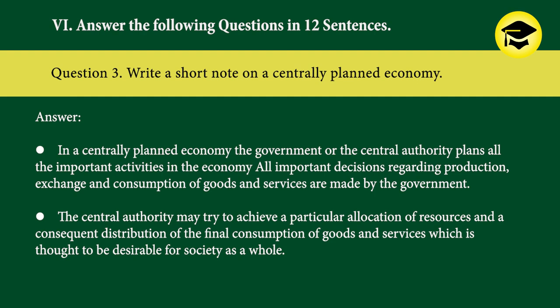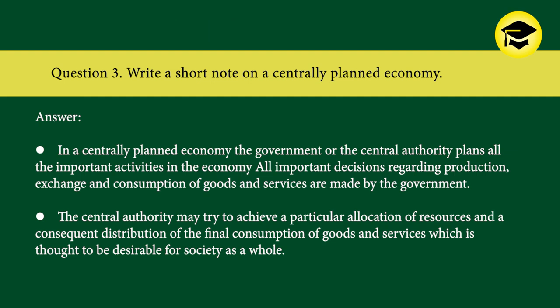Question 3. Write a short note on a centrally planned economy. Answer. In a centrally planned economy, the government or the central authority plans all the important activities in the economy. All important decisions regarding production, exchange and consumption of goods and services are made by the government. The central authority may try to achieve a particular allocation of resources and a consequent distribution of the final consumption of goods and services which is thought to be desirable for society as a whole.